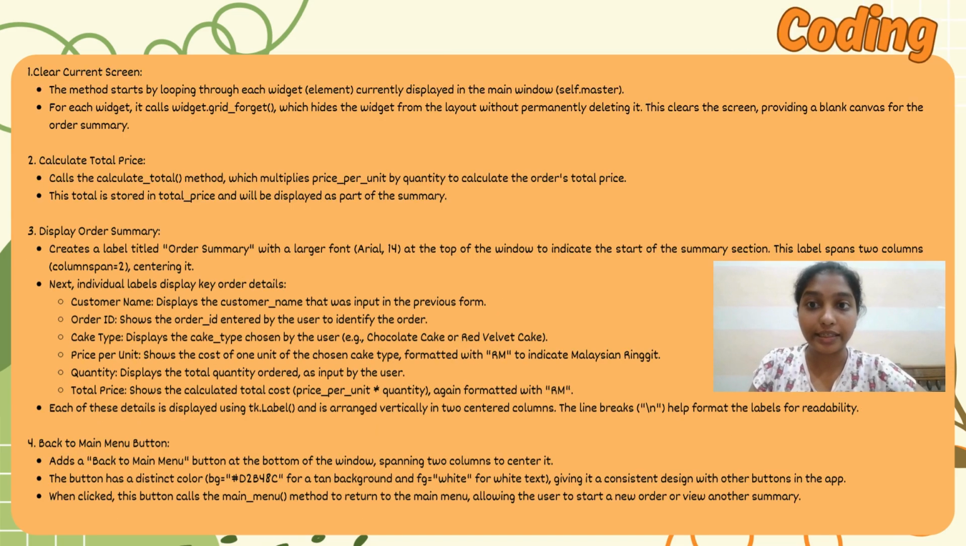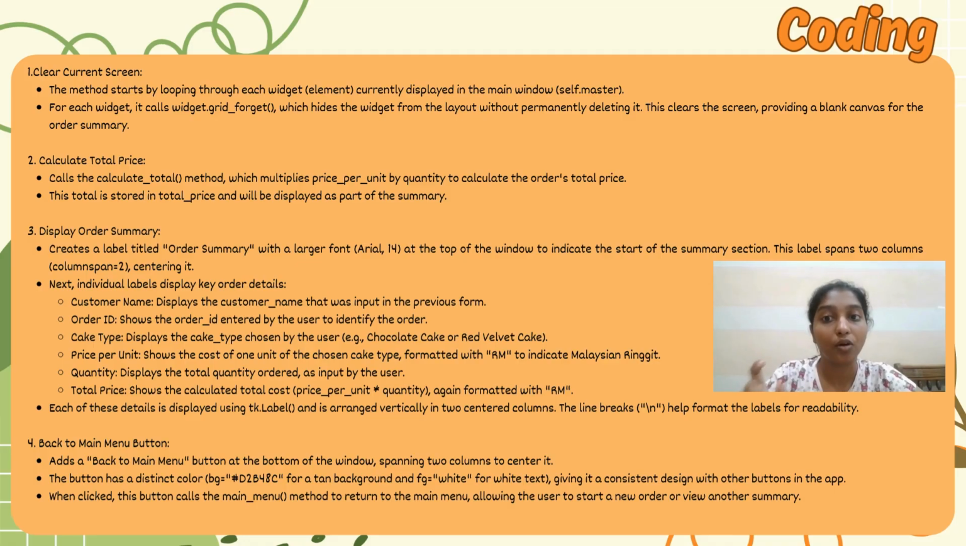So, the clear current screen method starts by looping through each widget element currently displayed in the main window, which is self.master. For each widget, it calls widget.pack_forget(), which hides the widget from the layout without permanently deleting it. This clears the screen, providing a blank canvas for the order summary, and then calculating the total price calls calculate_total(). This method multiplies price_per_unit by quantity to calculate the order's total price. So this total is stored in total_price and will be displayed as part of the summary.